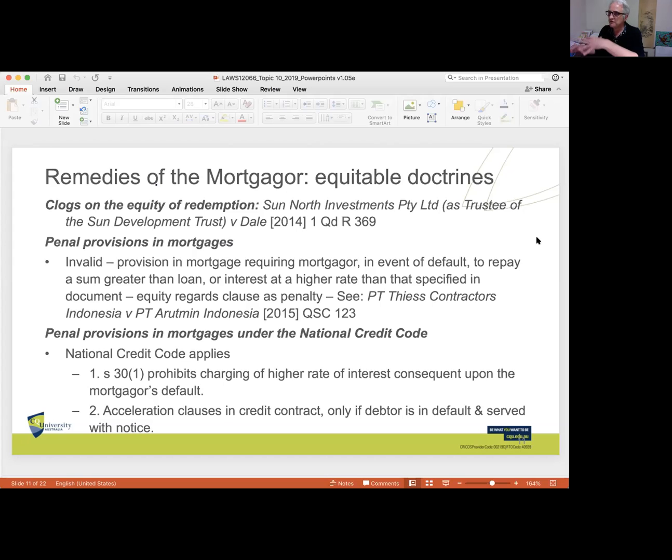And then we just need to see that that has an impact back on how we understand things in the Torrens situation. We also need to be mindful of potential penal provisions in mortgages which will be invalid. You can have a look at that, and that's discussed on page 1107 at paragraph 11.58. And there are also implications of the National Credit Code with regard to penal provisions.